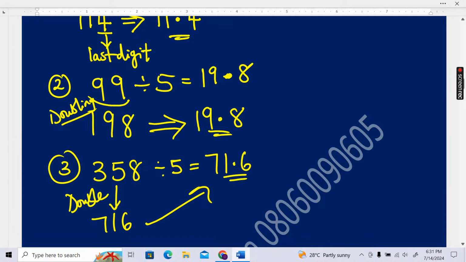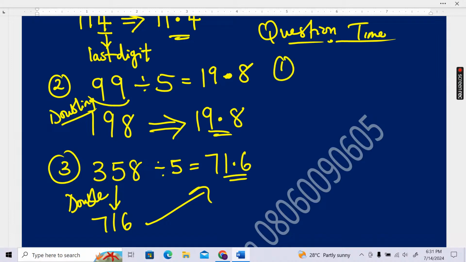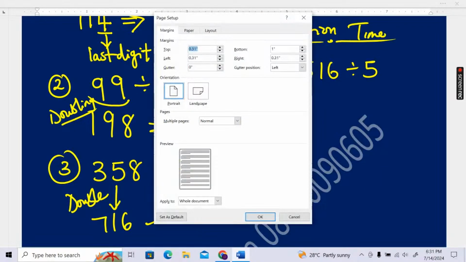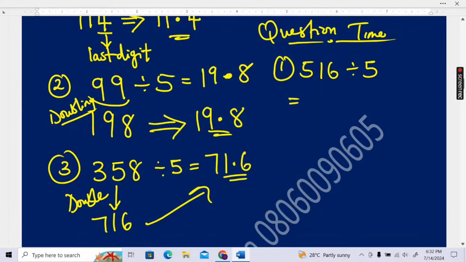Okay, so the next question is for you. What is 516 divided by 5? Before you post your answer, make sure you type your name beside your answer. Type your name beside your answer before posting it.